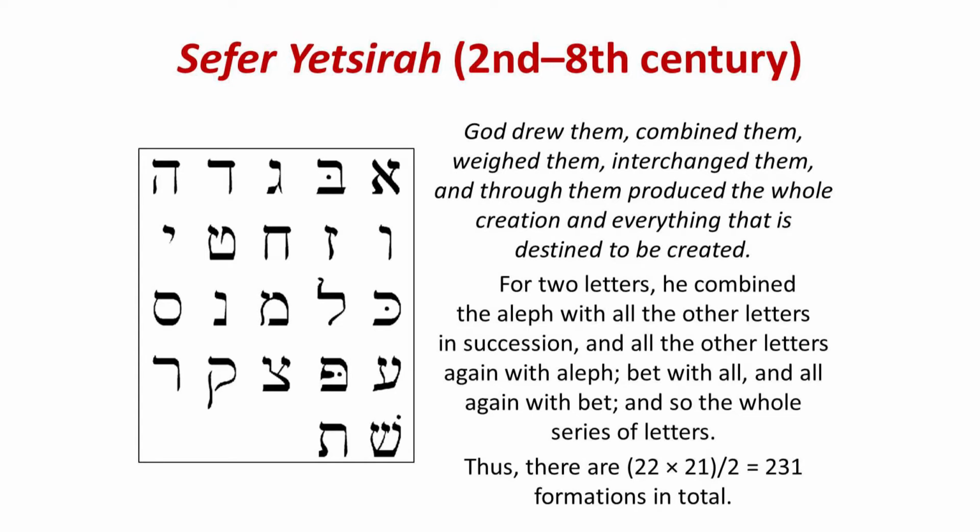But how many things can be named with, for example, just 2 letters? Well, according to the unknown author, God combined the Aleph, that's the first letter, with all the other letters in succession, and all the other letters again with Aleph. So he had both orderings. He then repeated this with the second letter, Bet, and so on. And so the total number of pairs is then 22 times 21. And so, because the ordering doesn't matter, we need just half of this number, which is 231. And that calculation and many others appeared in the work.